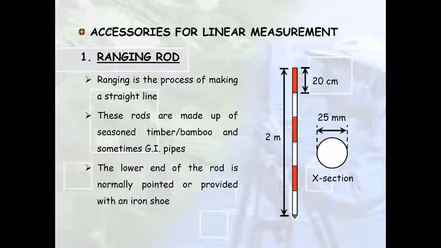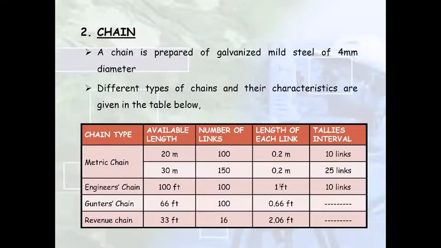So a ranging rod is basically a rod which is used to determine the location of a point, so it's visible from a far distance. This is used in leveling. This is used in total station surveying. So whenever you want to set out points, you use this.